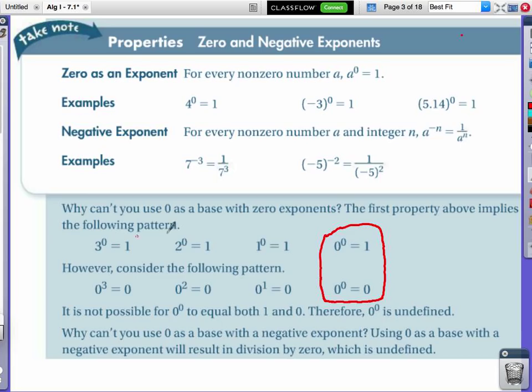So notice these patterns. If we use these patterns, how can 0 to the 0 power be equal to 1 and 0? It's because it doesn't work. 0 to the 0 power is undefined. And that's what your calculator would say as well. That is one thing you should get into your notes from this page. 0 to the 0 power is undefined.